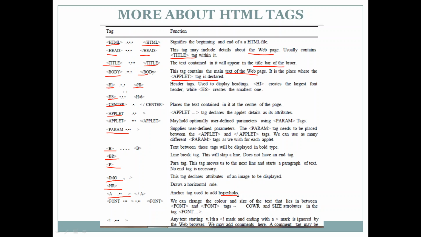Then we have a tag, that is the font tag. The font tag is used to create a font. By default, the text is displayed using a default browser font. But if you want to display text using a particular font name, font size and color, then we can use the font tag.